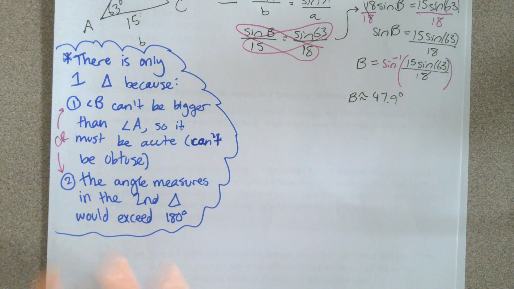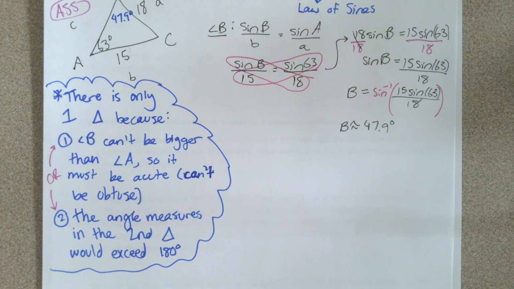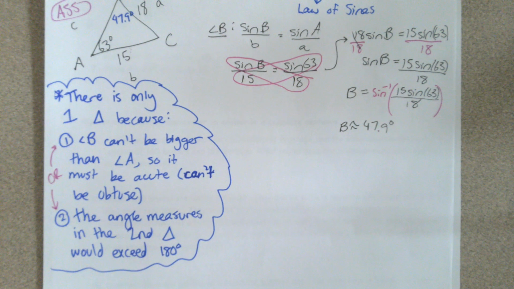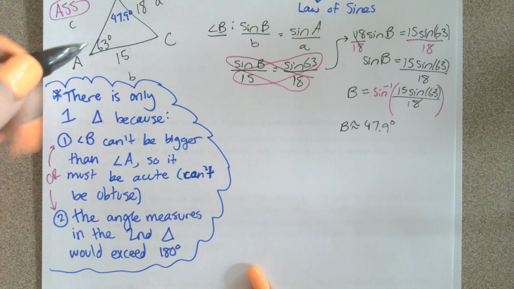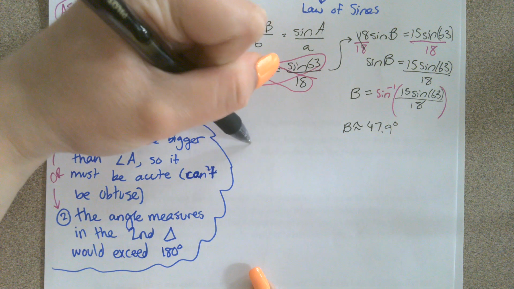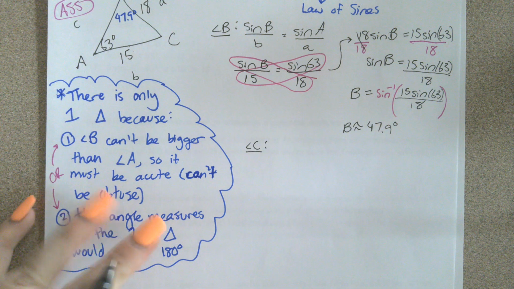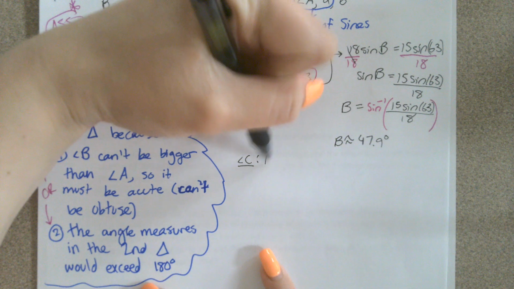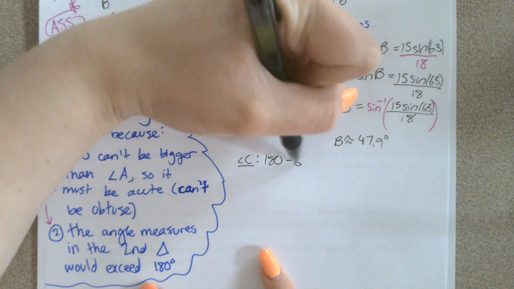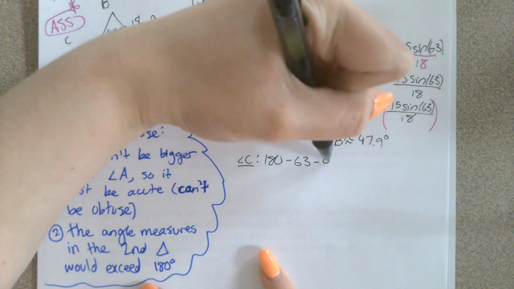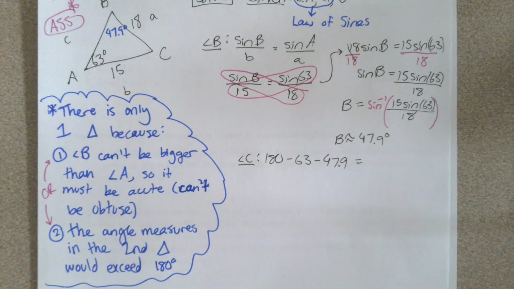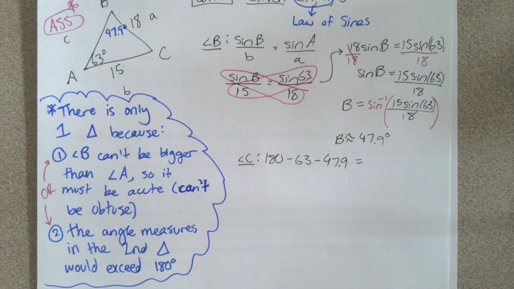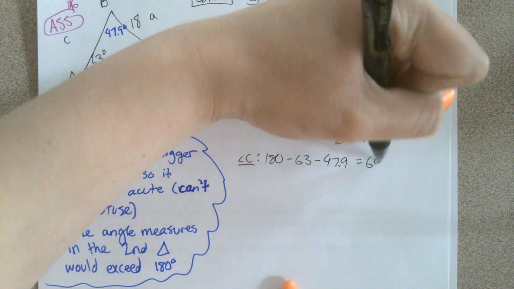All right, so we know we only have one triangle, so let's just finish solving that one triangle and we'll be done with this problem. Okay, that was angle B. Next, we can very easily find angle C, because the three angles add to 180. 180 minus 63 minus 47.9 is 69.1 degrees.